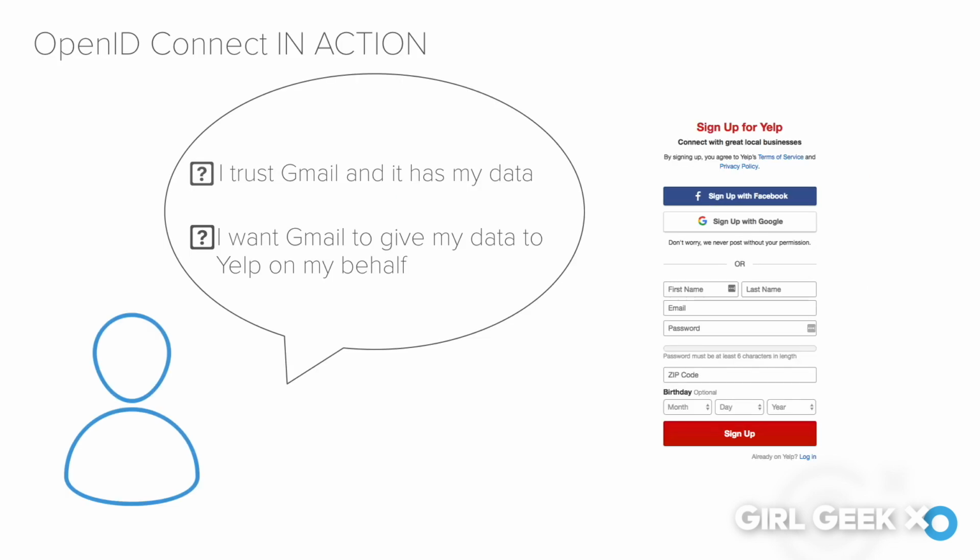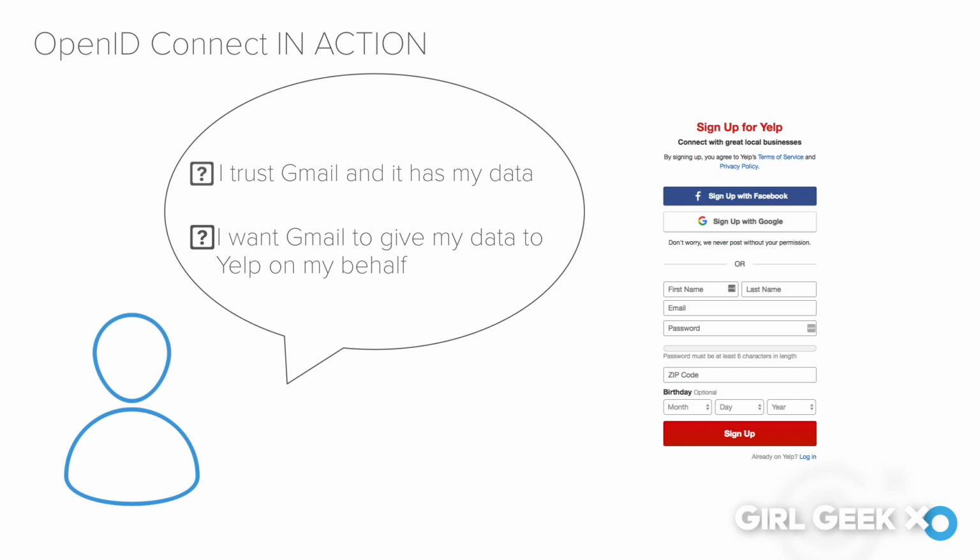So in the UI, it looks like this. It's what you guys have always seen, right? Sign up with Google, sign up with Facebook. When you click on that, what you're saying is that I trust Gmail. Gmail has my data, and I want Gmail to send the data that it has to Yelp in this scenario.